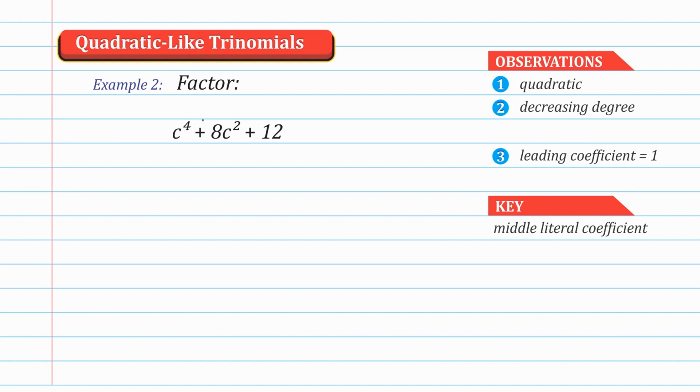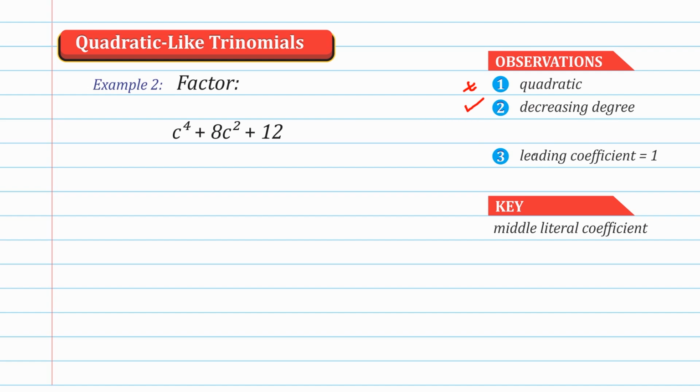Okay, let's try to solve this more challenging trinomial this time. Well, it's still a trinomial, however, if we'll observe, this is not quadratic anymore. Oh, mahirap na. Nako, how do we do this? How about decreasing degree? Yes, it's still in decreasing degree of order. This is c to the fourth, this is c squared, and then this is c to the 0. So 0 degree, decreasing order still.